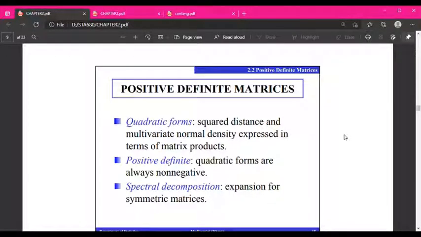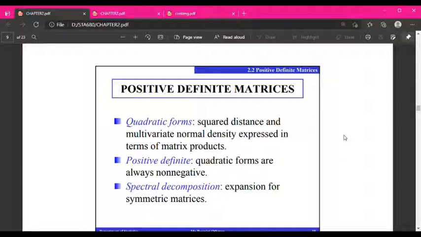Okay, Assalamualaikum. We move to the next subtopic, which is the positive definite matrices. Okay, so in this topic we have three terms that you should know, which is the quadratic forms, positive definite, dan juga spectral decomposition.